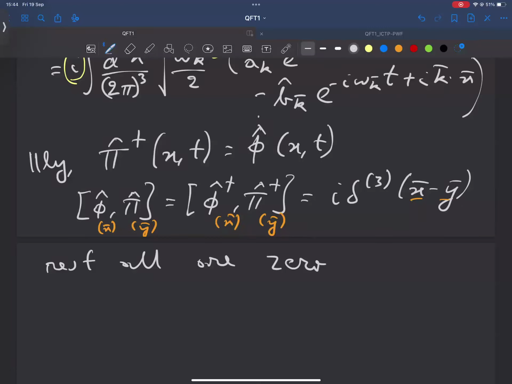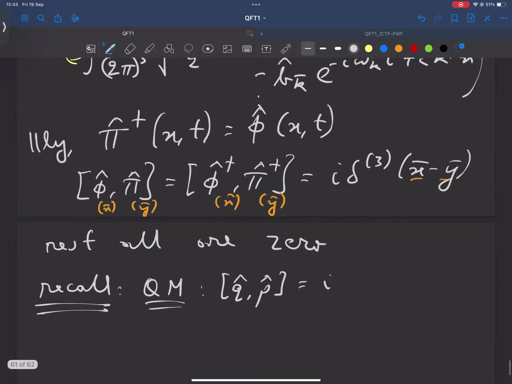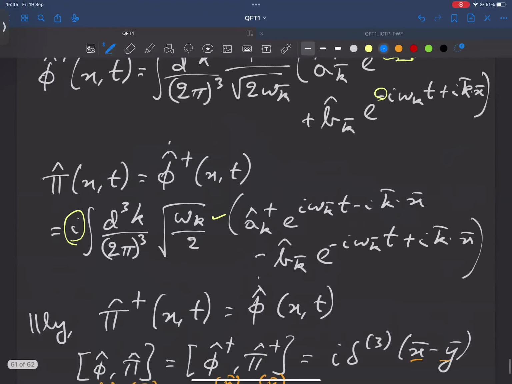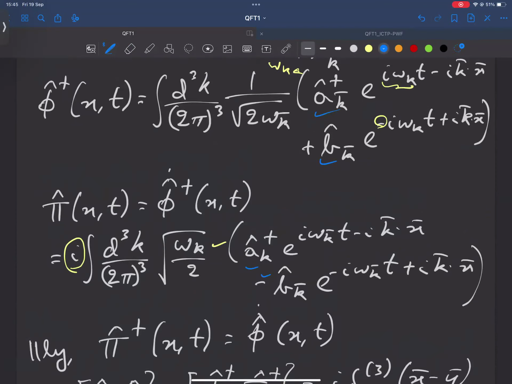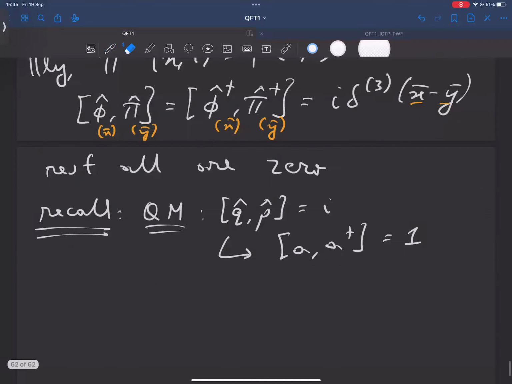Recall that in the quantum mechanics case, when you imposed this commutation relation equal to i, what you got was that [a, a dagger] was identity, right? So we will see that something similar comes about here also. And that will be a commutation relation involving these oscillators A and B's. So let's do that. Before that, we will also recall another fact.